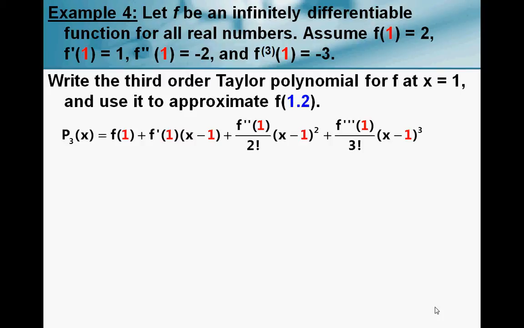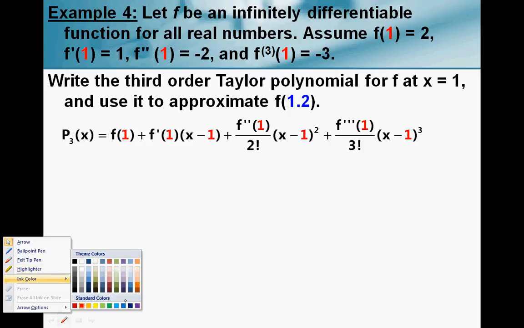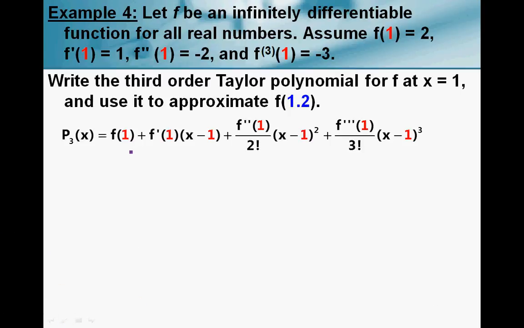Alright, so all we're going to do is take the formula that we've already looked at on the previous slide, and I'm plugging in 1 for a, because my Taylor series is going to be centered at a equals 1. So I'm plugging in all those 1s where I had a's. And I'm truncating my Taylor series at degree 3, because I want to use a degree 3 Taylor polynomial, or third order Taylor polynomial, to approximate f of 1.2.